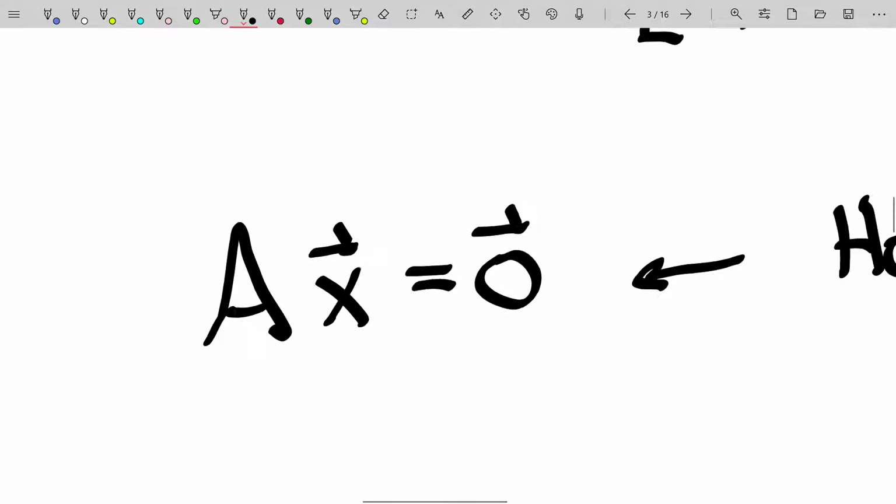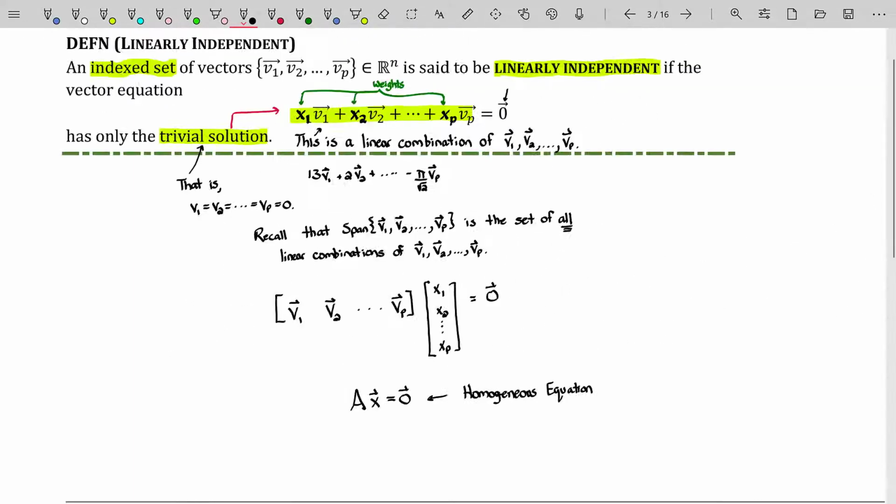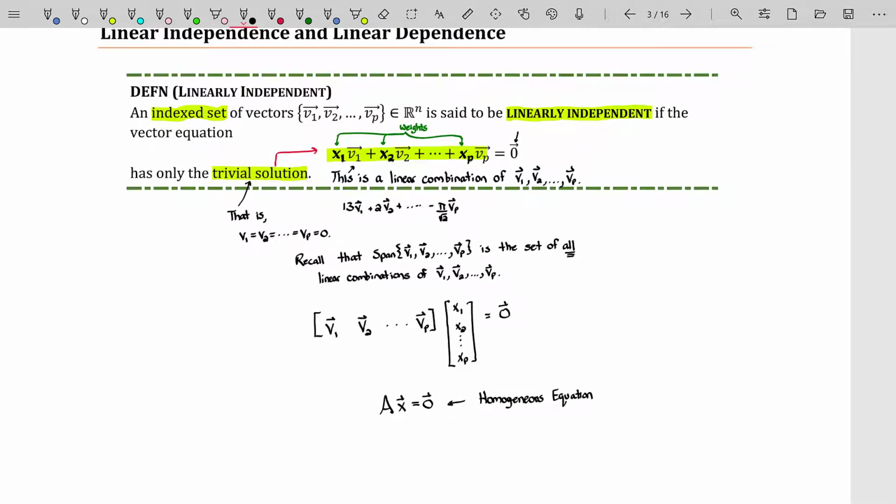Because if it doesn't, if it only has a trivial solution, then the columns of A, which are the vectors v1, v2, all the way up to vp, must be, by definition, linearly independent. So this one definition brings together a lot of stuff that we've learned so far in linear algebra, and I'm spending a great deal of time on it because it's that important.